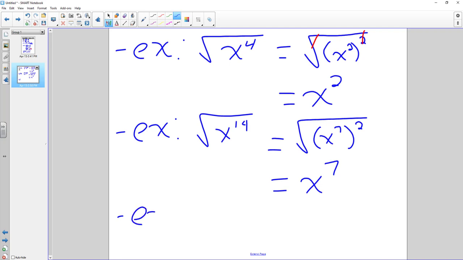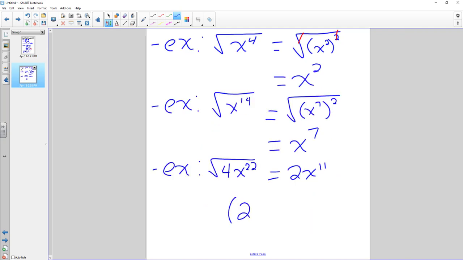How about this one? Square root of 4x to the 22nd. So here we've got a coefficient and we have an x in the square root. So we can kind of just look at these one at a time. The square root of 4 is 2. The square root of x to the 22nd is x to the 11th. And then to see if that makes sense, as a check, 2x to the 11th squared: 2 squared is 4, and x to the 11th squared is x to the 22nd. So that checks out. So there's my answer.